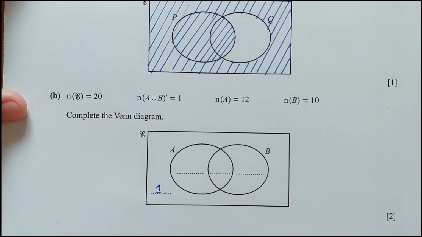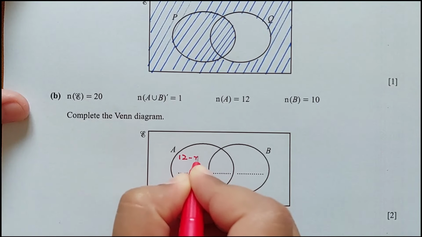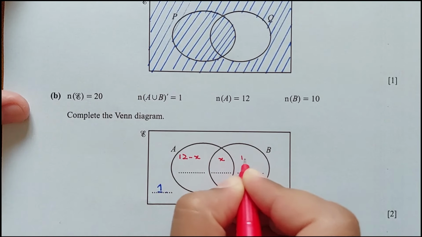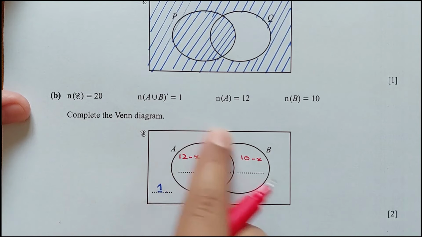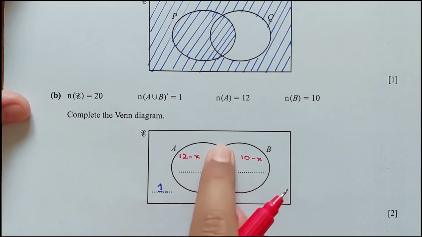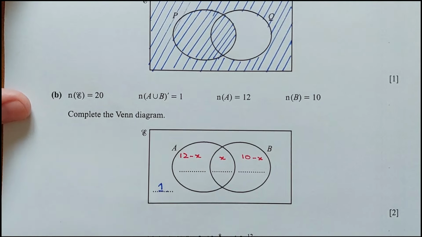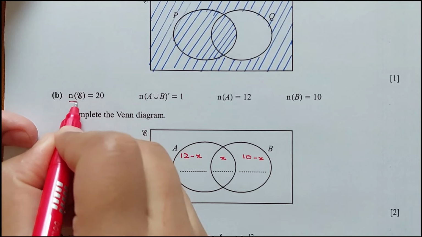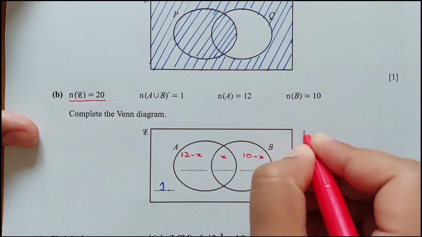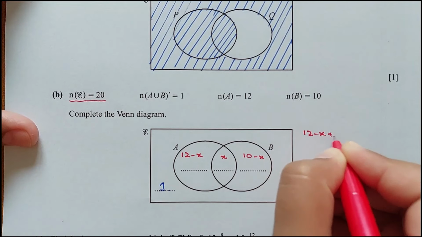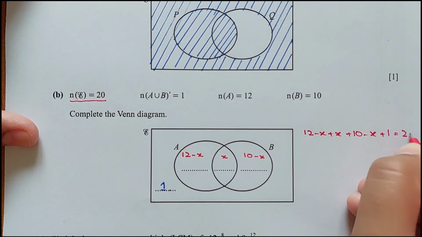Okay, so let's see. In A the elements are 12 minus some x, in the intersection we have x, and in B we have 10 minus x, because the number of elements in A is 12. So this is 12 minus x, the intersection is x, and in B we have 10 minus x, and the outer region is 1, and the total given equals 20. Let me solve for x. The sum of all of them equals 20: 12 minus x plus 10 minus x plus 1 equals 20.